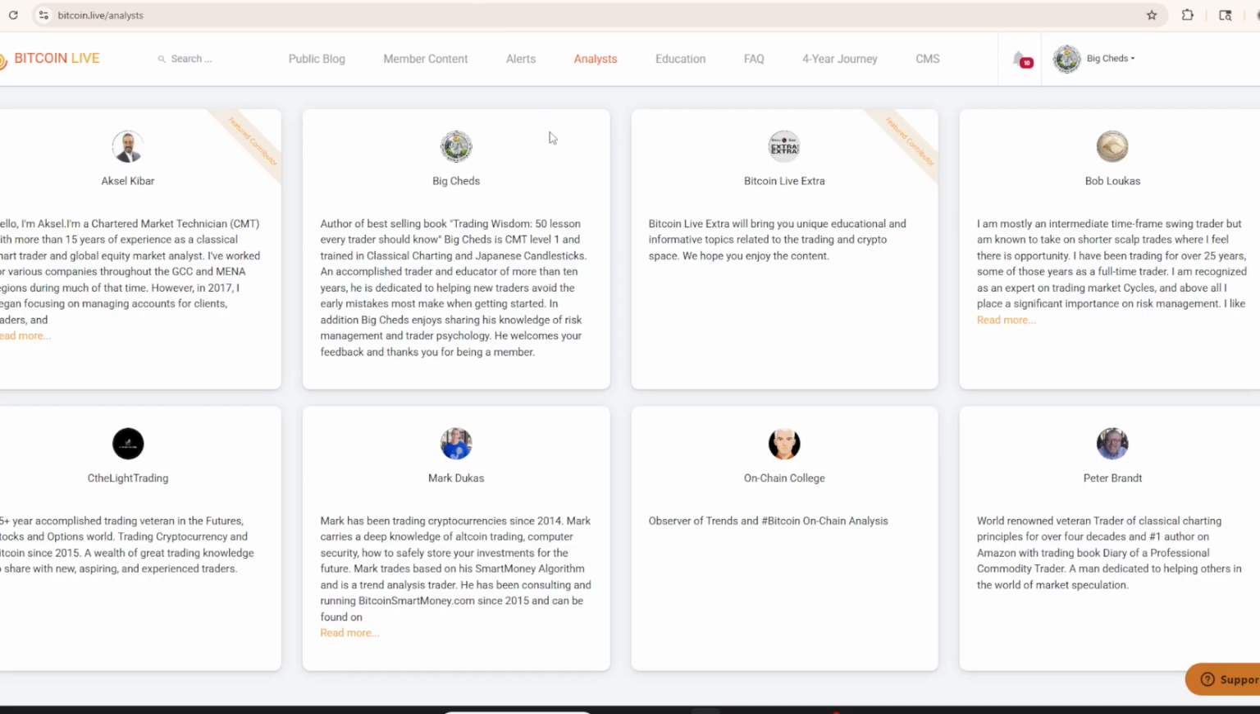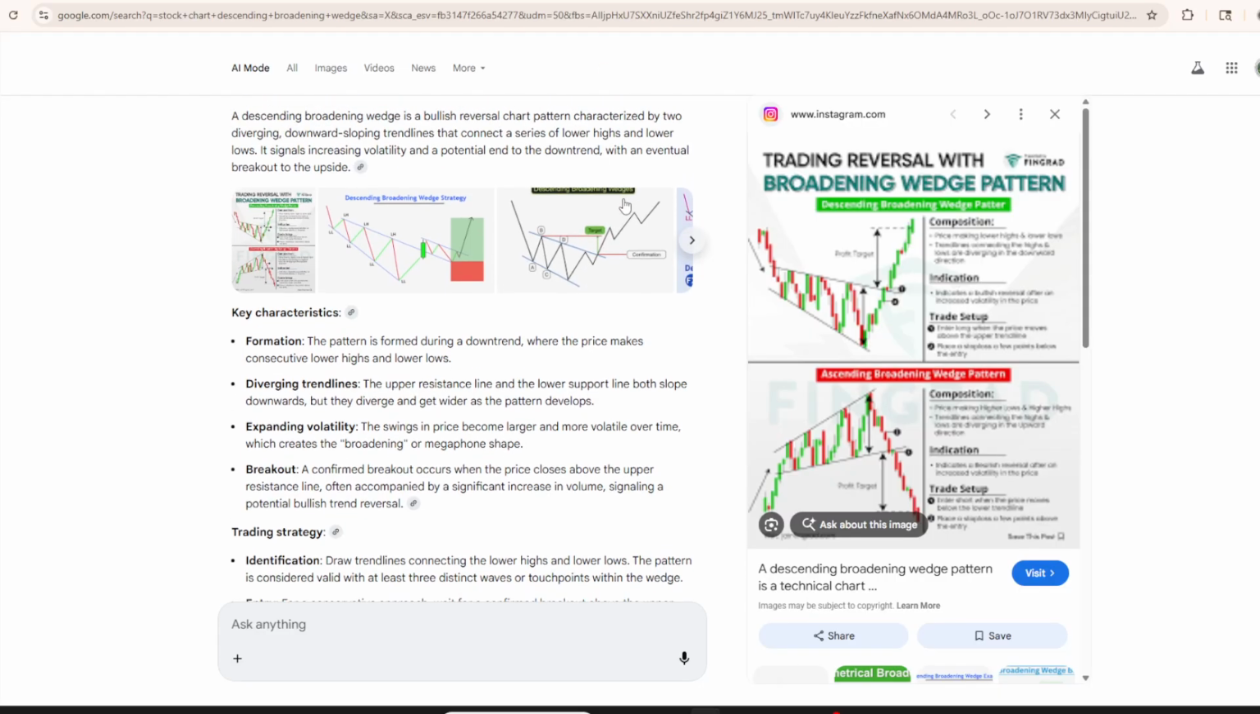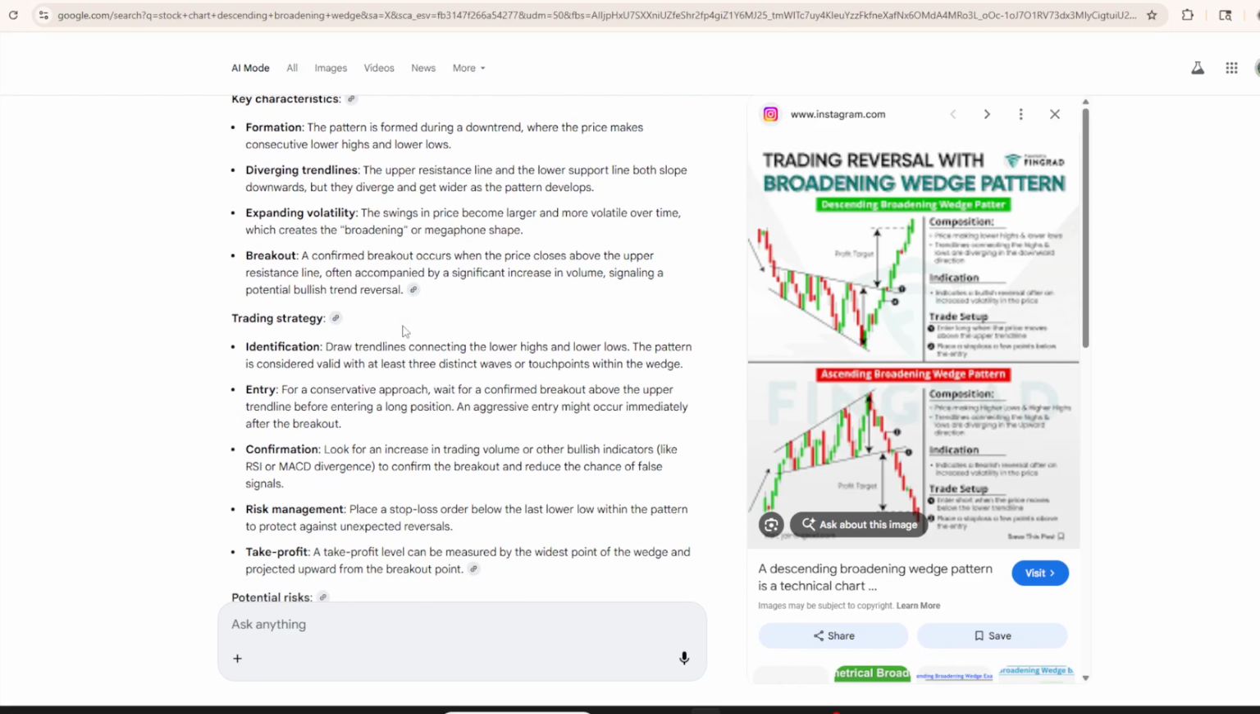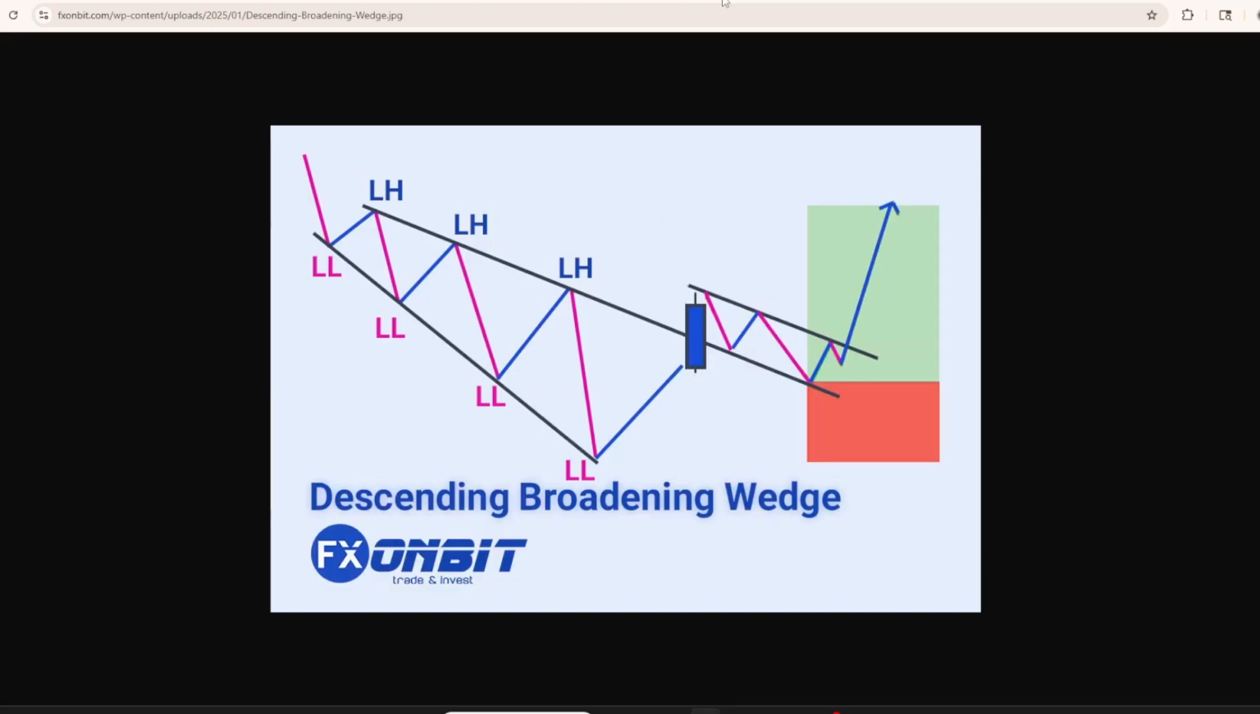For today's lesson, we're going to talk about a descending broadening wedge. I'll do a separate video on the ascending broadening wedge. This one's a descending broadening wedge. Here's a quick AI overview. Go ahead and pause and read this on your own time, of course. Let's take a look at a couple of images.